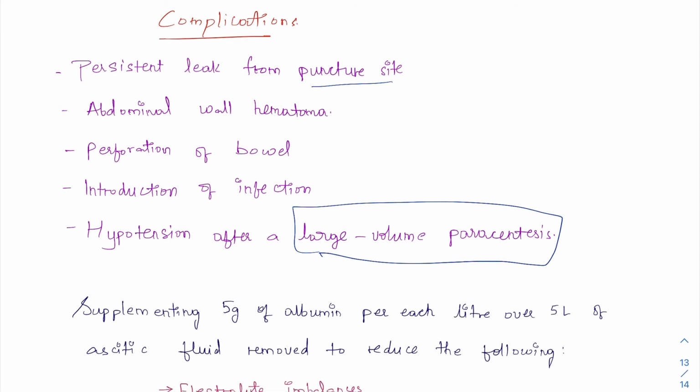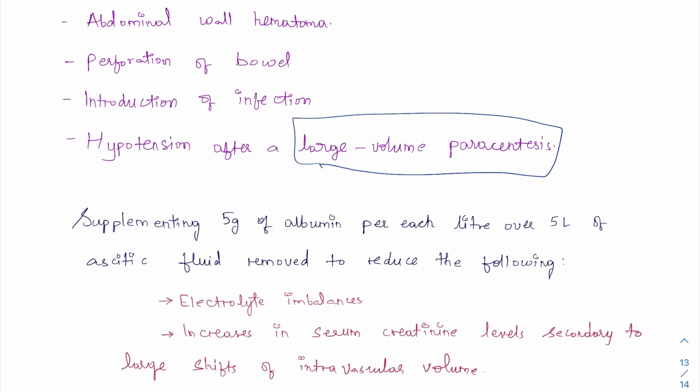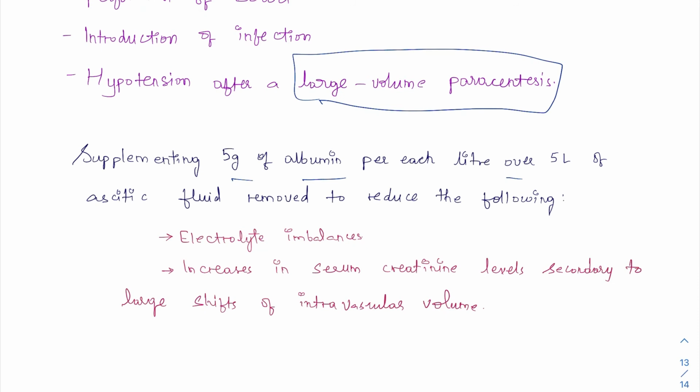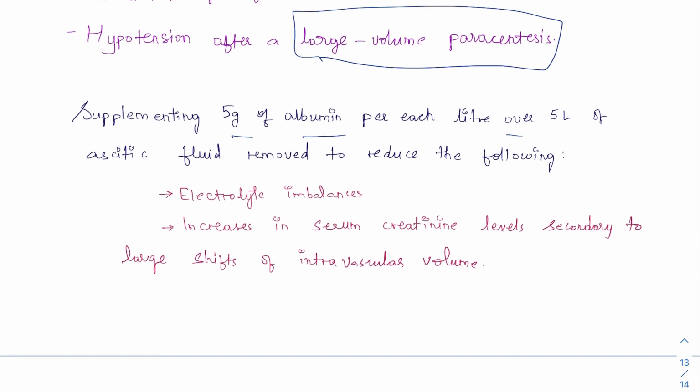After doing this process, we supplement the patient with 5 grams of albumin per each liter over 5 liters of ascitic fluid that is removed, to reduce the following. So we give 5 grams of albumin for each liter over 5 liters, in order to balance the electrolytes and to prevent the increase in serum creatinine levels that are secondary to large shifts of intravascular volume.